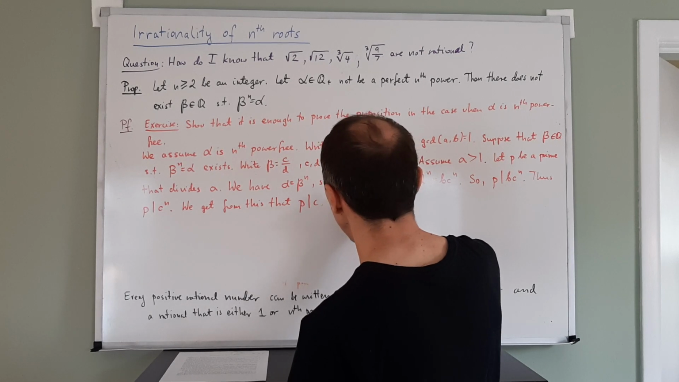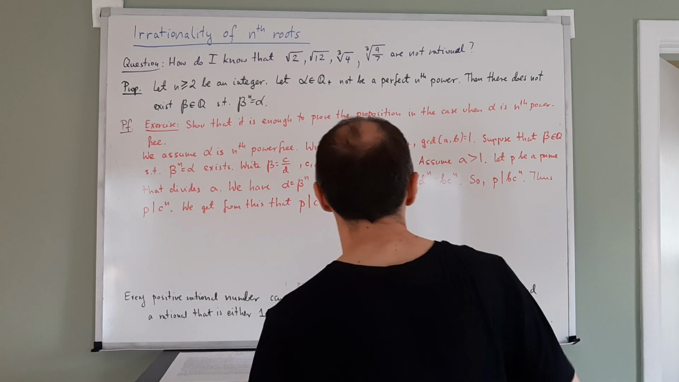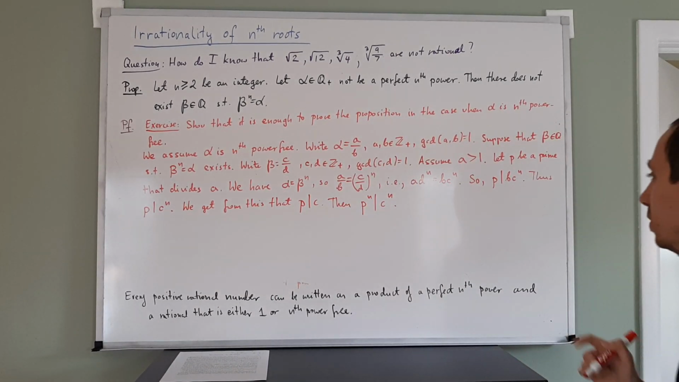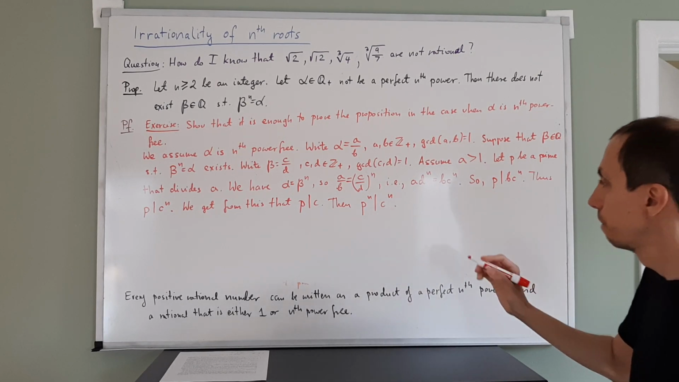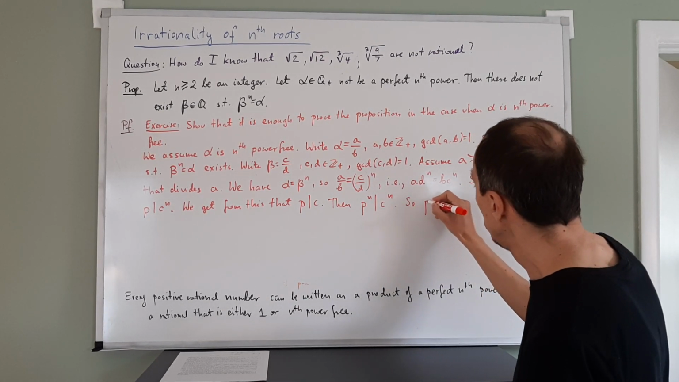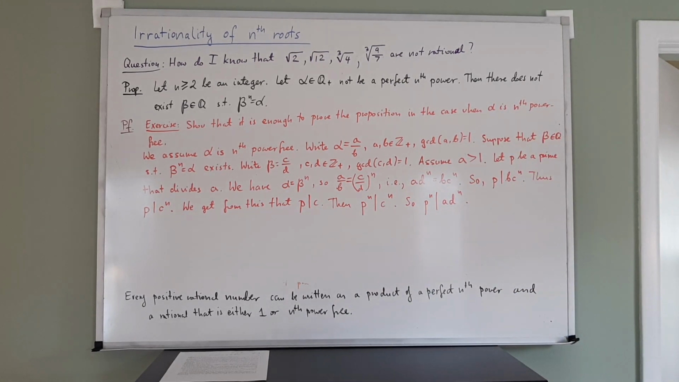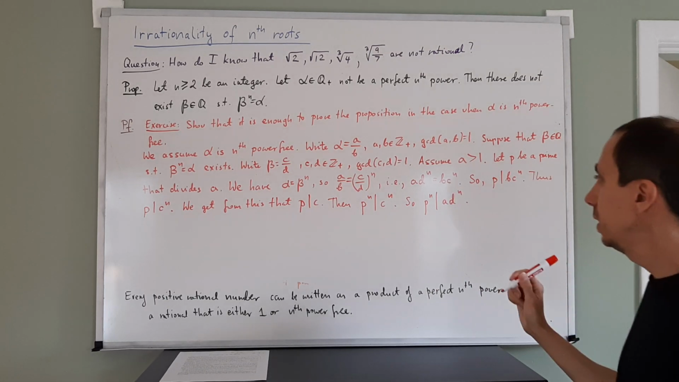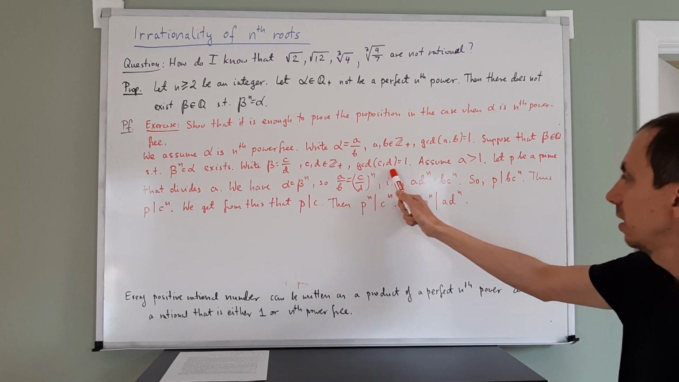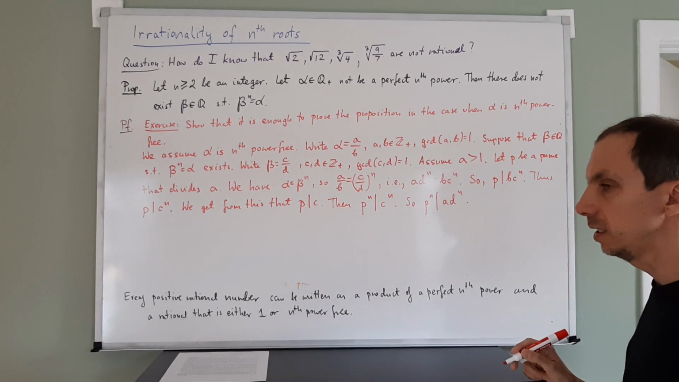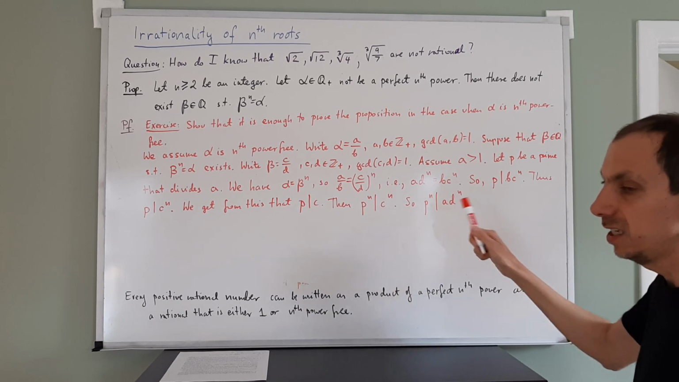But if P divides C, then I know that P to the n divides C to the n. So I started by knowing that P divides this, and now I know that P to the n divides this side. So P to the n must also divide A, D to the n. But what do I know about P? I know that P divides C, and I know that the GCD of C and D is 1, therefore P cannot divide D. So none of these P's here on this side divide D.